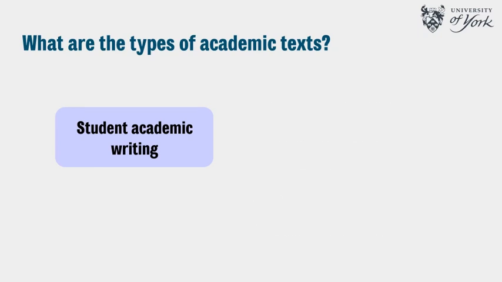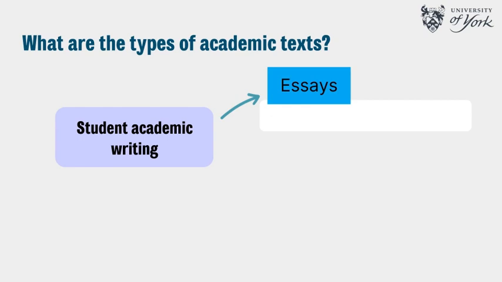Types of student academic writing include essays. These are a common form of presenting ideas and arguments on a particular topic. These are often shorter pieces of writing, roughly somewhere between 1,500 to 3,000 words.